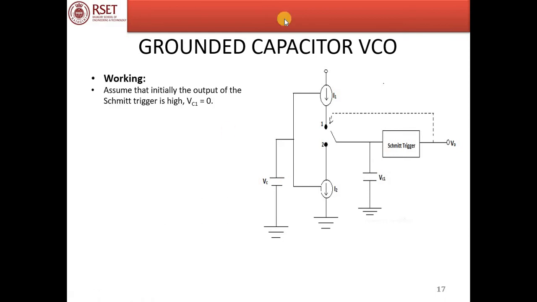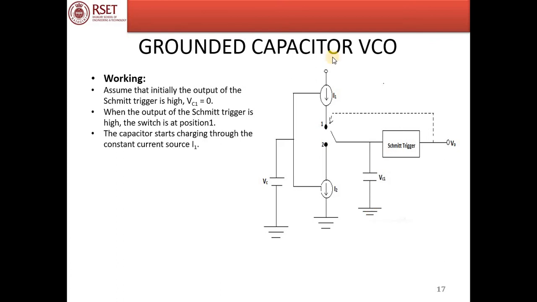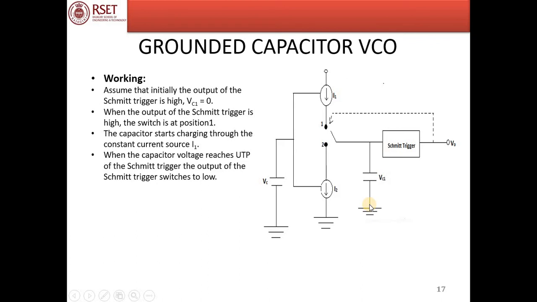So let us see how this works. Let us assume that currently the output of the Schmitt trigger is high and the switch is in position 1. And assume that currently the voltage across the capacitor is 0. Now the capacitor starts charging. This is closed. The position is at 1. So the capacitor starts charging through the current source I1. The capacitor keeps on charging.